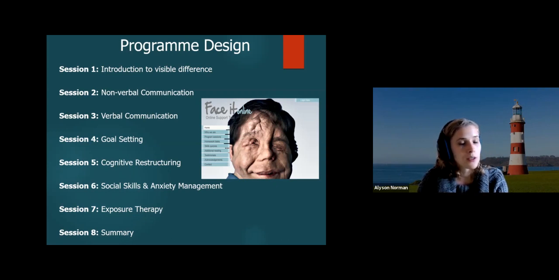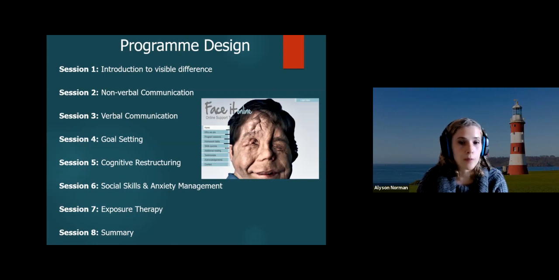Session 6 was then designed to bring a lot of this information together. So looking at how we use non-verbal and verbal communication skills together, teaching service users things like stock phrases, things that they can say to individuals if they are asked about their appearance, so that they don't have to think on their feet. And then it starts to introduce the idea of anxiety management.